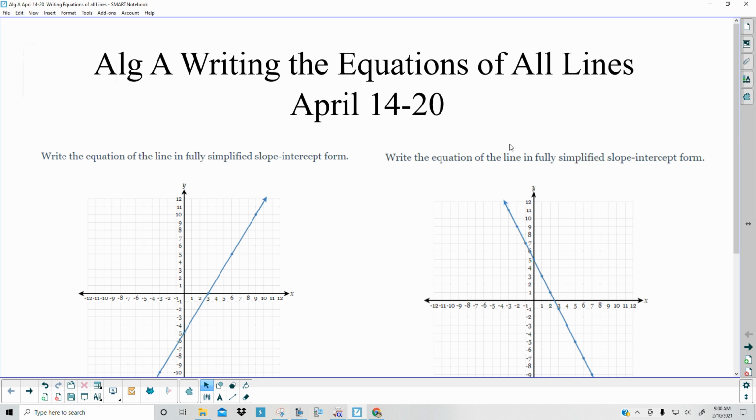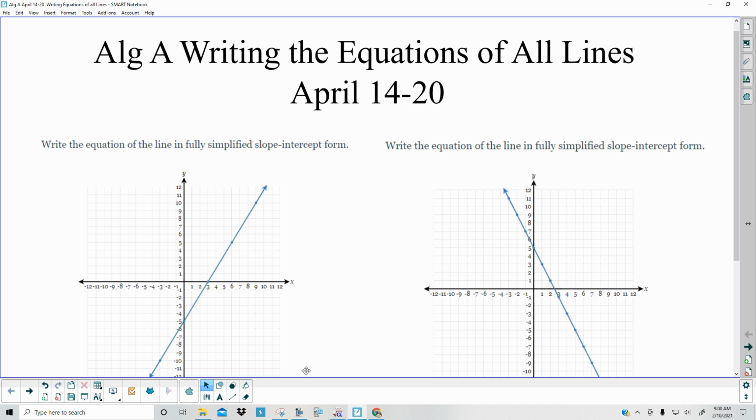Hello, everybody. So what you guys are doing is now you're going to be writing the equation of all lines rather than separate assignments on just diagonal or just horizontal or vertical. So when they're diagonal lines, this is the pattern you need to follow. Slope-intercept form, where again, M is the slope and B is the y-intercept.